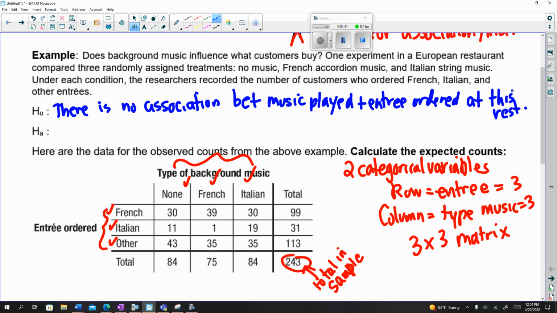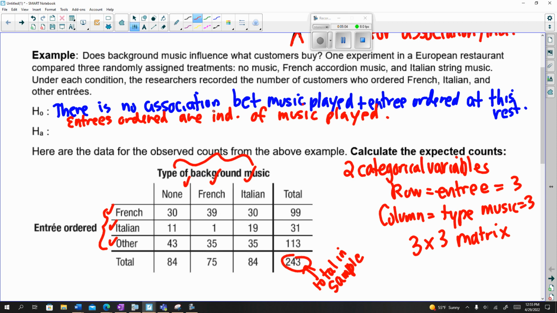Okay. Another way that we could have written this is using the word independence or dependence. We could say entrees ordered are independent of music played, meaning there's no relationship between the 2 variables.